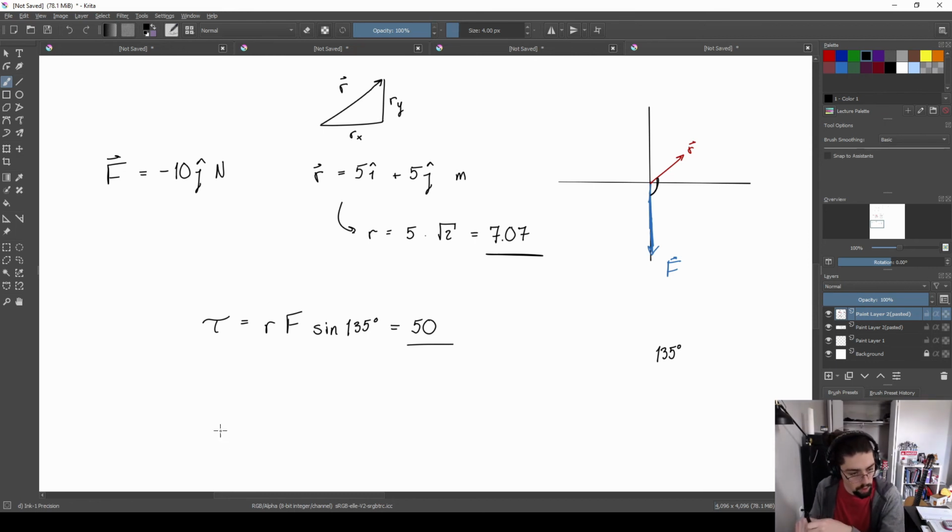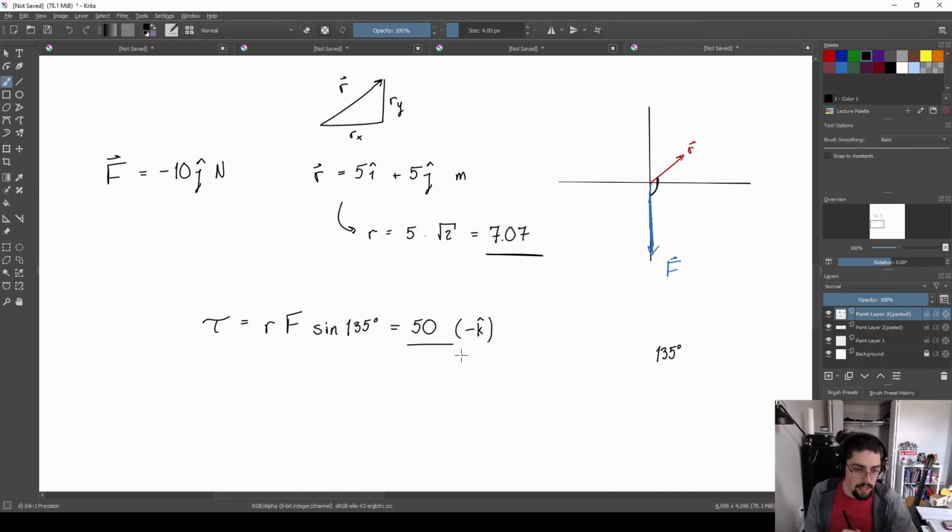And I can do the right-hand rule to confirm that. Start from R, curl towards F. I go into the page. I spin around clockwise, that direction. So I'm going to say that this should be 50 in the, let's say, negative k hat direction from right-hand rule.